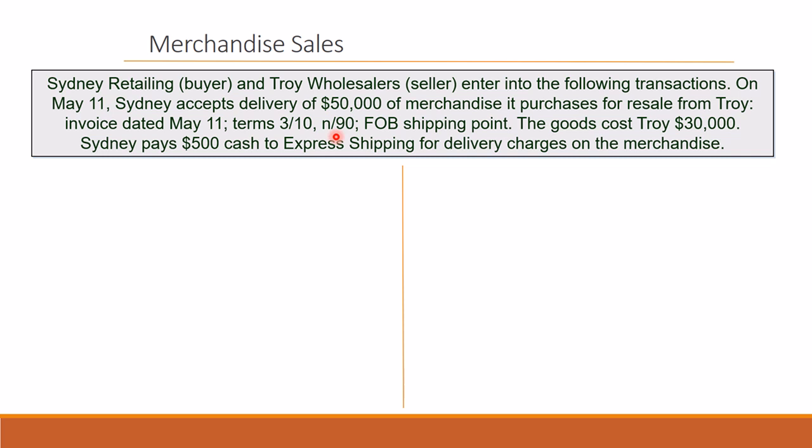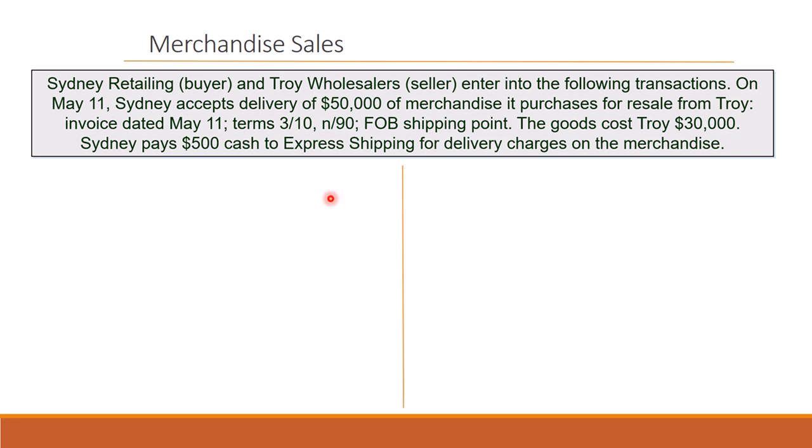Whenever a sale is made under the perpetual inventory system, keep in mind the seller, which in this instance is going to be Troy, is going to make two separate entries. One of those entries is going to be at retail, or the selling price, and one of those entries is going to be at cost. The retail entry is going to include a debit to accounts receivable, or cash if it is a cash sale, which is not in this scenario, and it's also going to include a credit to sales.